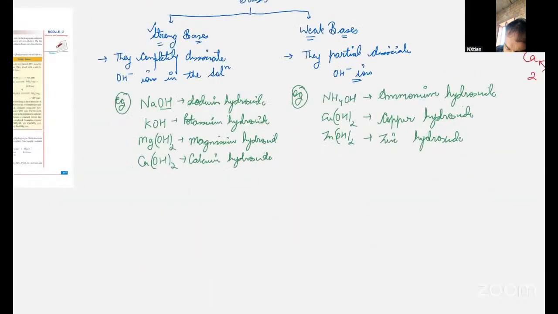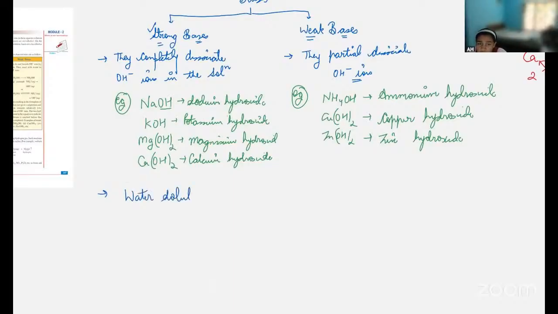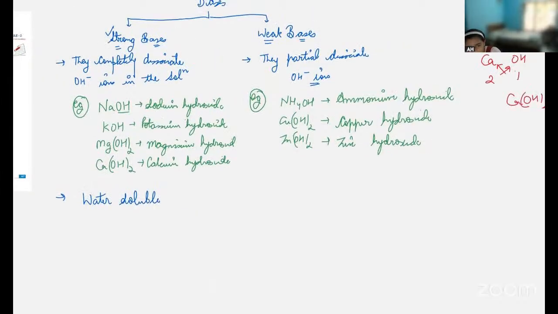Now, one more point. Everyone, please pay attention. They are water soluble. So copper hydroxide is represented as Cu(OH)2. Yes. So it's Cu. And zinc hydroxide is Zn(OH)2. Zinc is Zn and hydroxide is OH. Now zinc has a valency of 2. That's why they cross multiply it and the 2 goes that side.